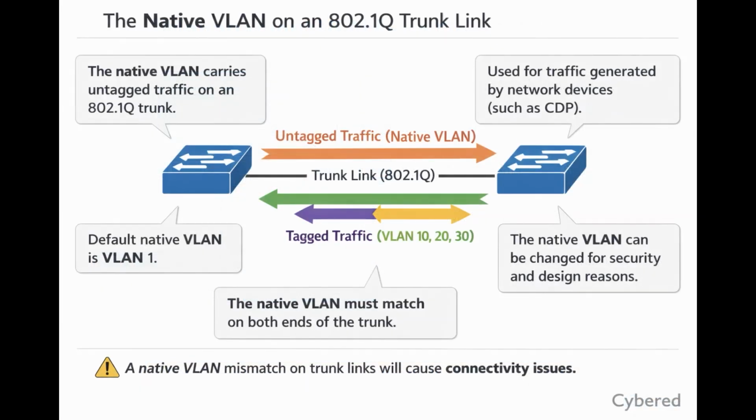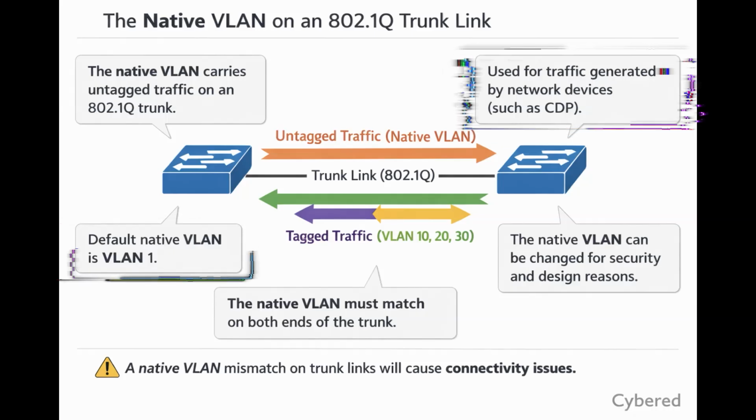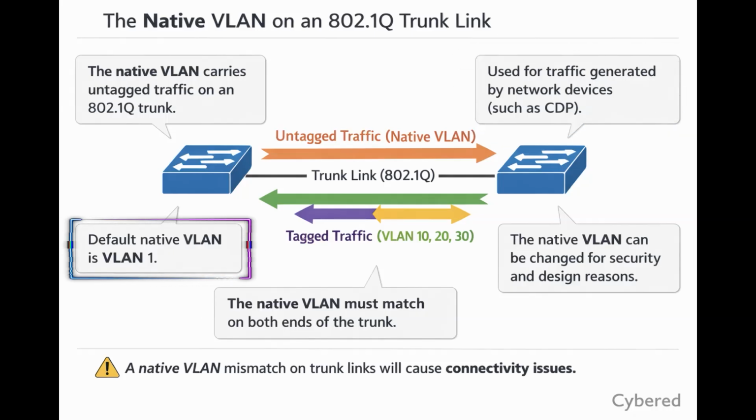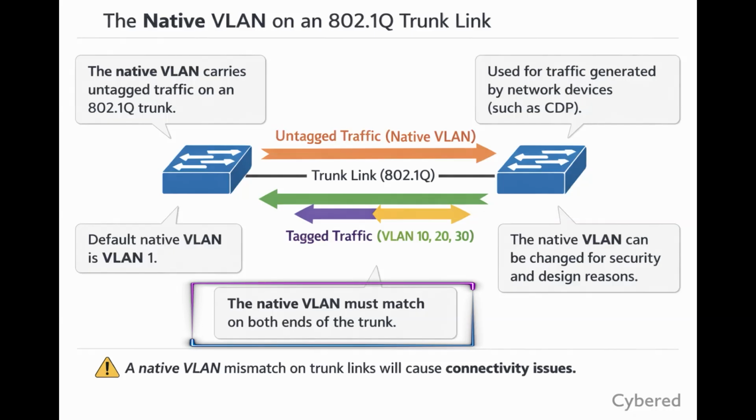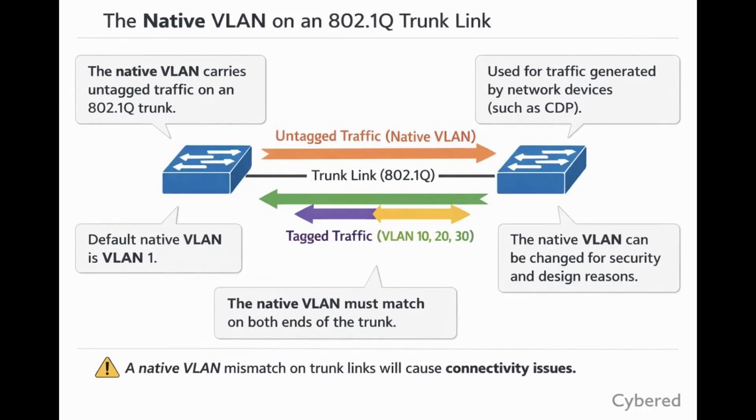And last but not least, number 5, native VLAN. The native VLAN carries untagged traffic across an IEEE 802.1q trunk link. The key points: used for traffic generated by network devices. Default native VLAN is VLAN 1. Can be changed for security and design reasons, and must match on both ends of a trunk. An important note: a native VLAN mismatch on trunk links will cause connectivity issues.